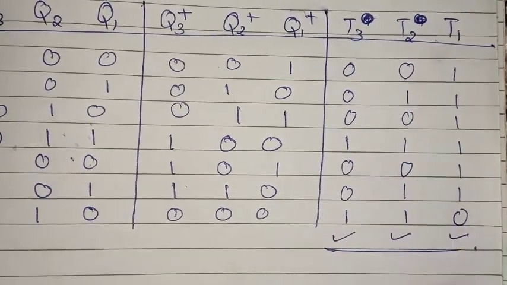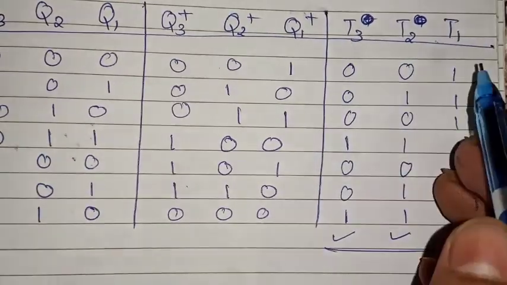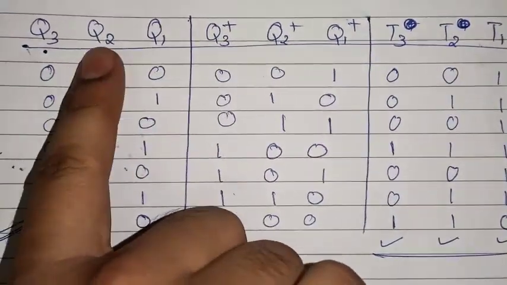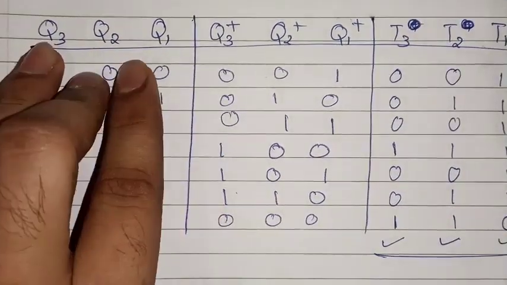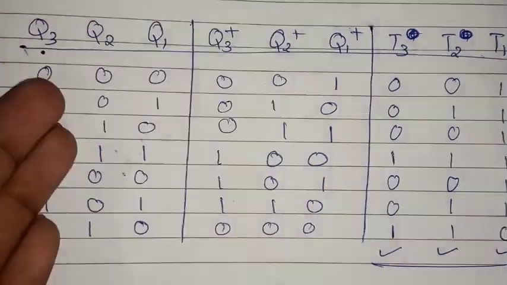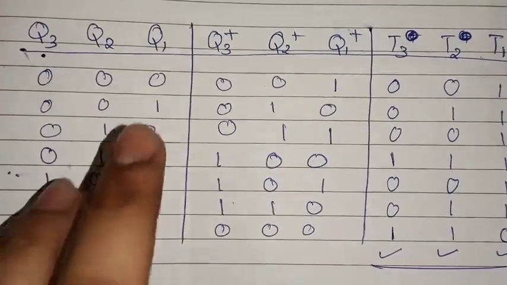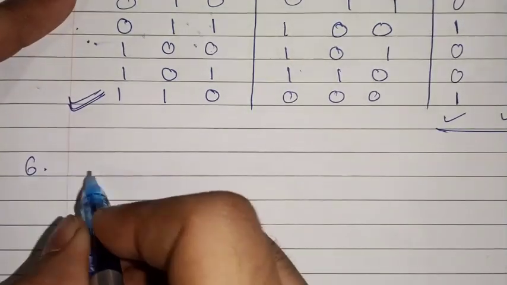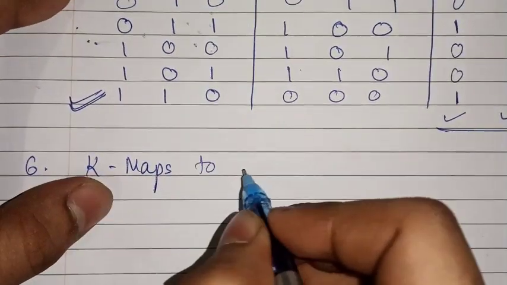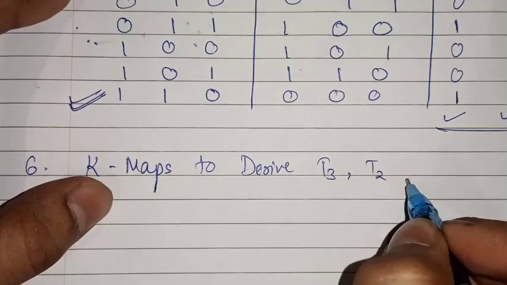Now, what is our next step? We need to find the Boolean expression of T3, T2, and T1 in terms of Q3, Q2, Q1. Remember to make the Boolean expression in the form of Q3, Q2, Q1, not Q3 plus, Q2 plus, and Q1 plus, because this is the current state on which our counter would work. So our next step is using Karnaugh maps, or K-maps, to derive T3, T2, T1.